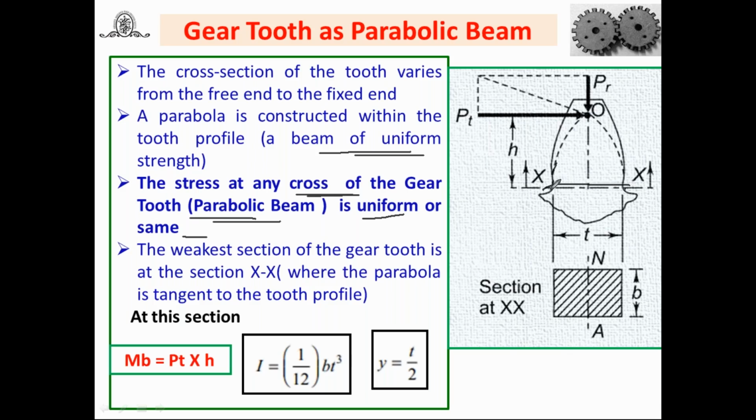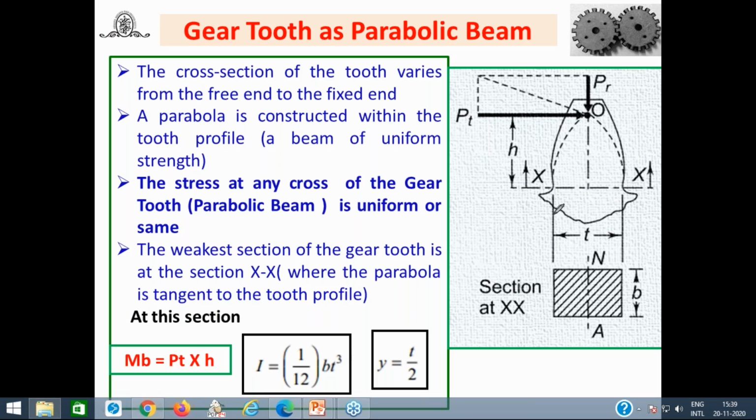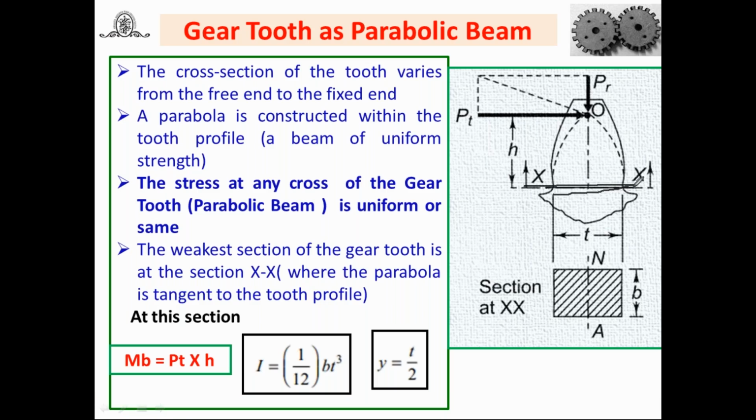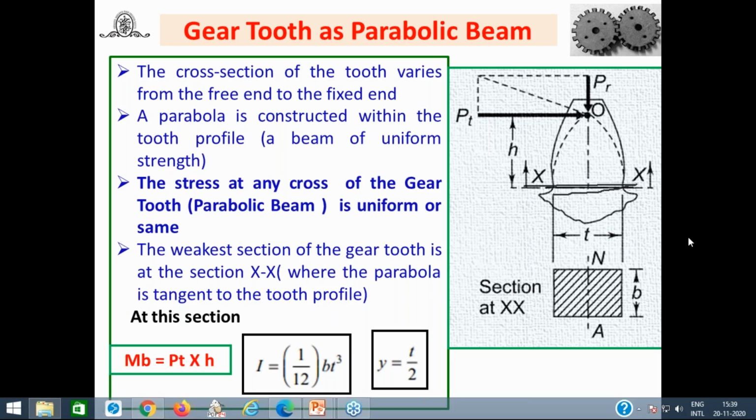you will find at XX, it's a weak section of the gear tooth where the parabola is tangent to the tooth profile. Parabola is tangent to the tooth profile. At this section, we have to carry out the analysis. At this section, bending moment MB is equal to bending moment. If we are going to find out bending moment at section XX, what is the relation?